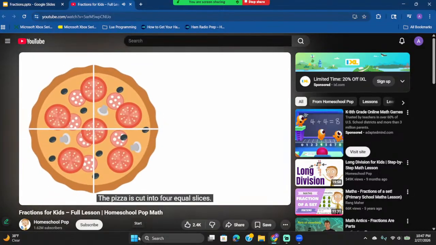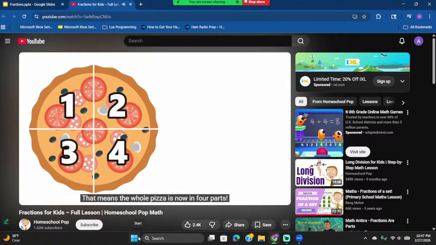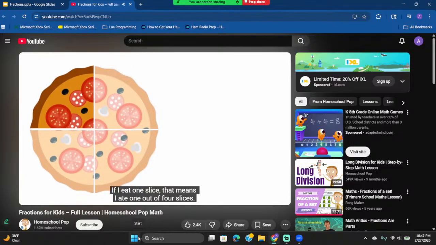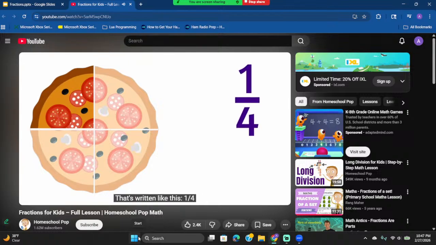The pizza is cut into 4 equal slices. That means the whole pizza is now in 4 parts. If I eat 1 slice, that means I ate 1 out of 4 slices. That's written like this: 1/4. I ate 1/4 of the pizza.